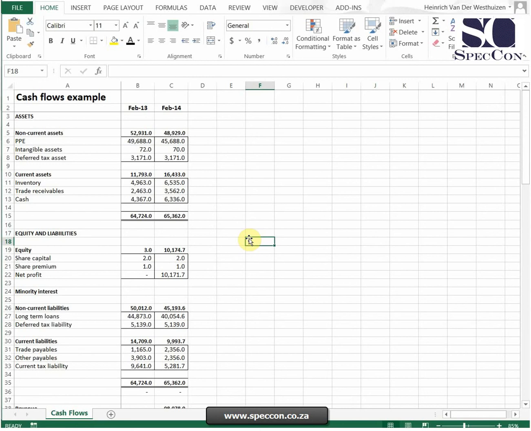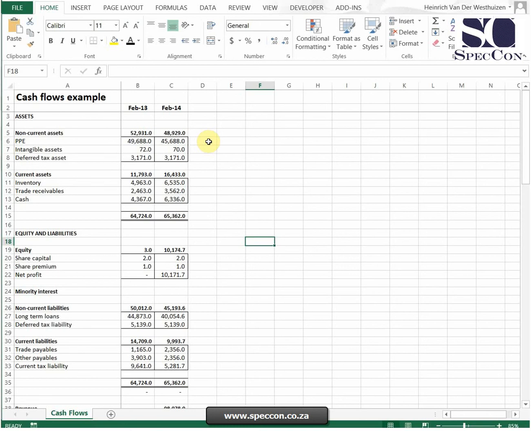So in the next few videos, I'm going to take you through the principles of how to do this. First, we're going to convert this report to a TB. Then we're going to show you how to take out the non-cash flow items. Then we're going to map the balance sheet and income statement. And then we're basically just going to put it into a cash flow. And I will show you that it will work.